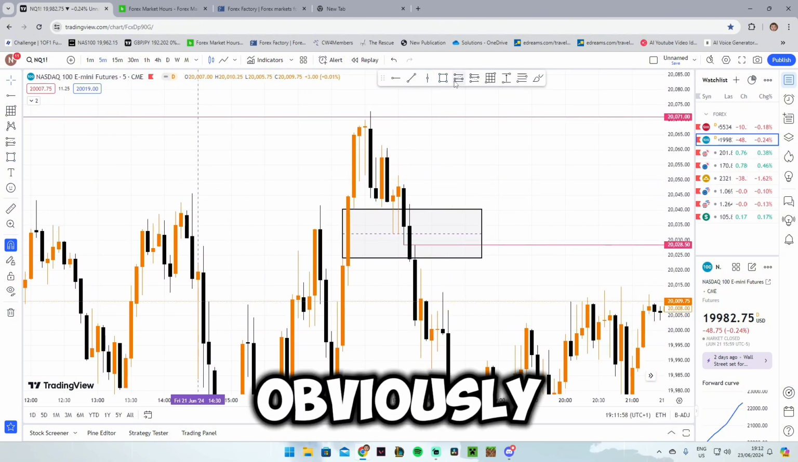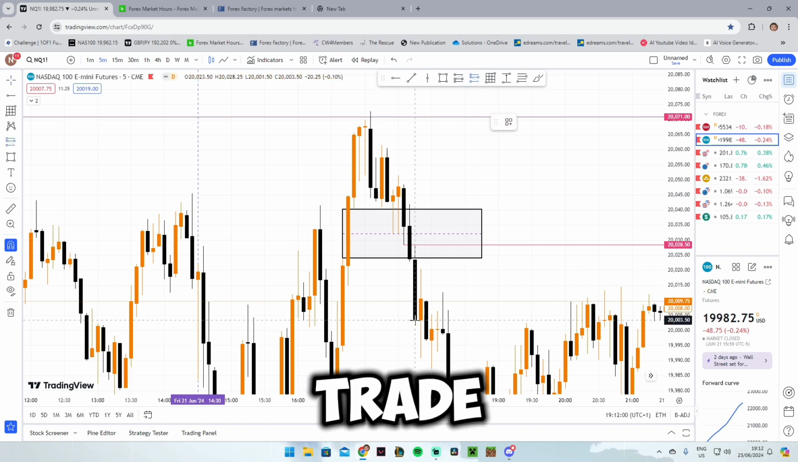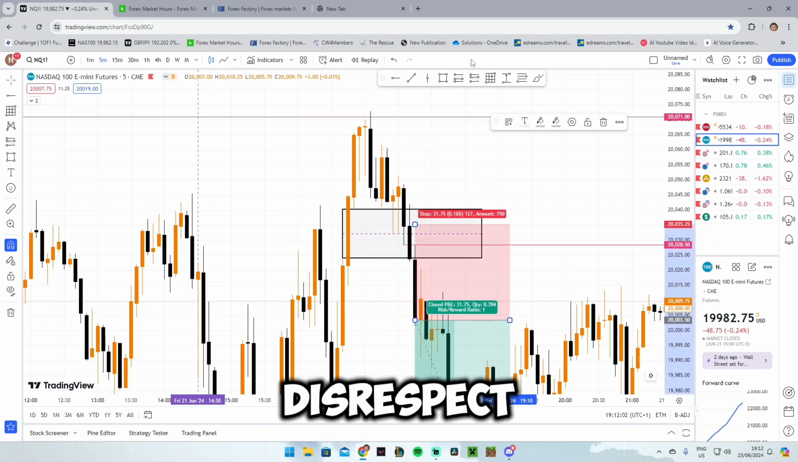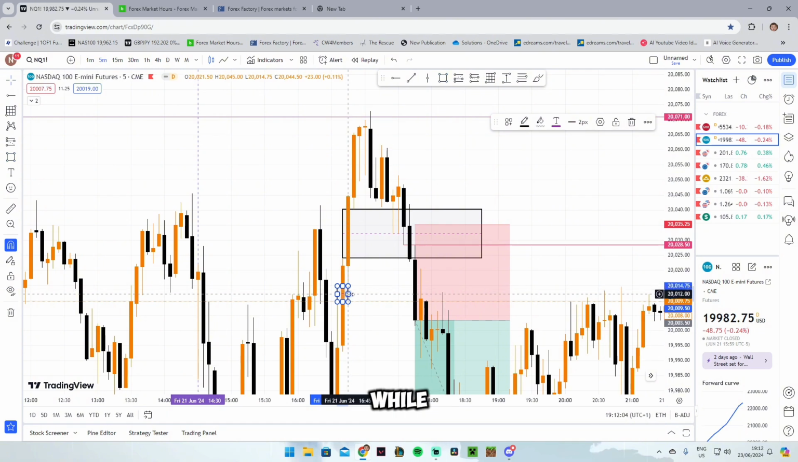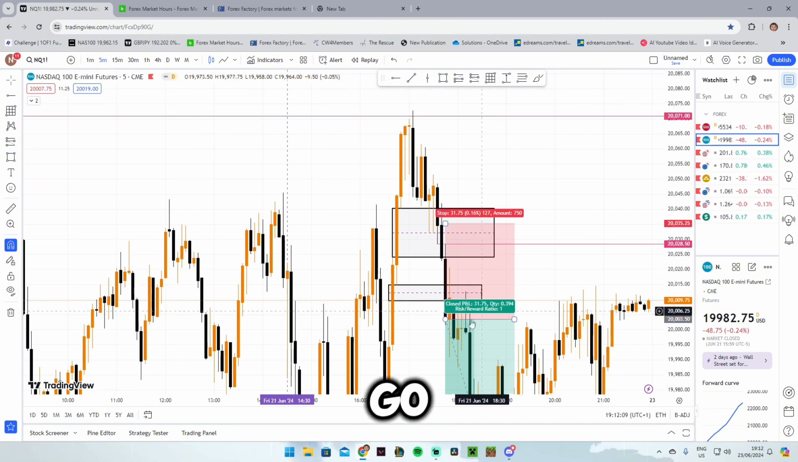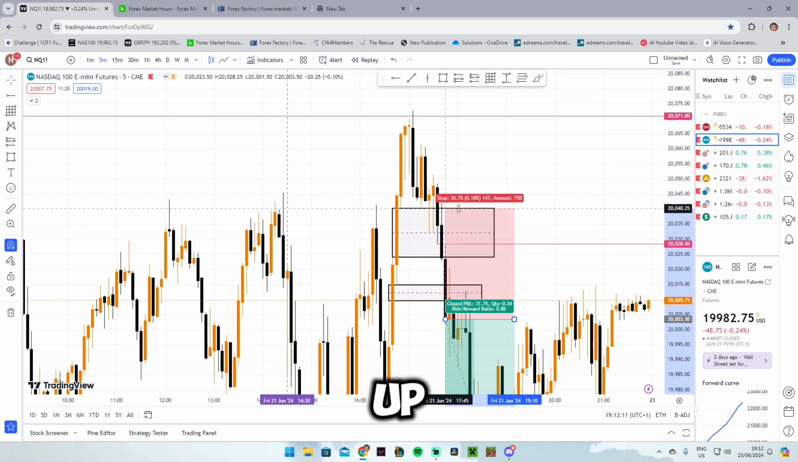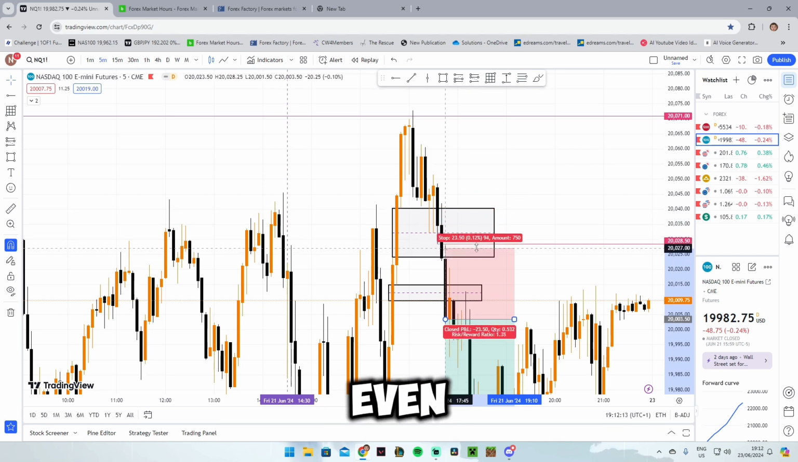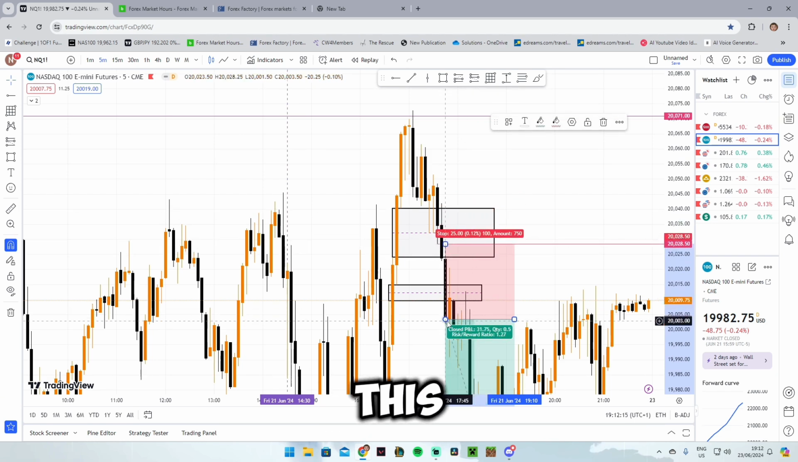So obviously, when you take your trade, you take your trade here. We even disrespect this one down here, all the while grabbing liquidity and breaking structure all in one go. Put your stops up here, or even the recent high, this.